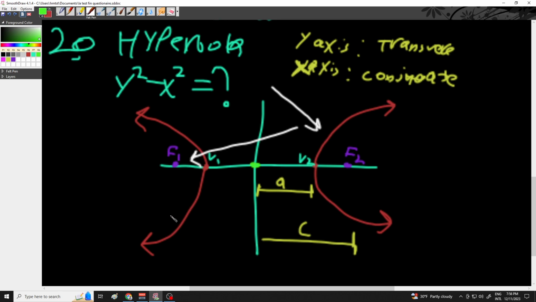The optical property of it: outside light directed towards one focus is reflected towards the other focus. So with the white arrows, this incoming light beam is going to try to hit F2, but it bounces off and goes to the other focus. And yep, that's how hyperbolas work.